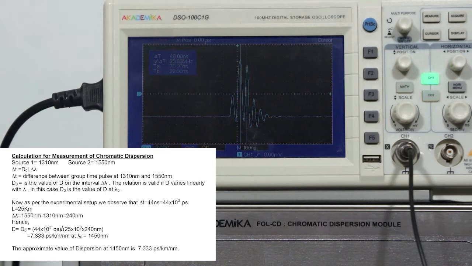As per the experimental setup, we observe that delta T is 44 nanoseconds. Length of the fiber traversed is 25 kilometers. Delta lambda, that is 1550 nanometer minus 1310 nanometer, is 240 nanometers. So applying it to the formula, the dispersion at 1450 nanometer is 7.33 picosecond per kilometer per nanometer.